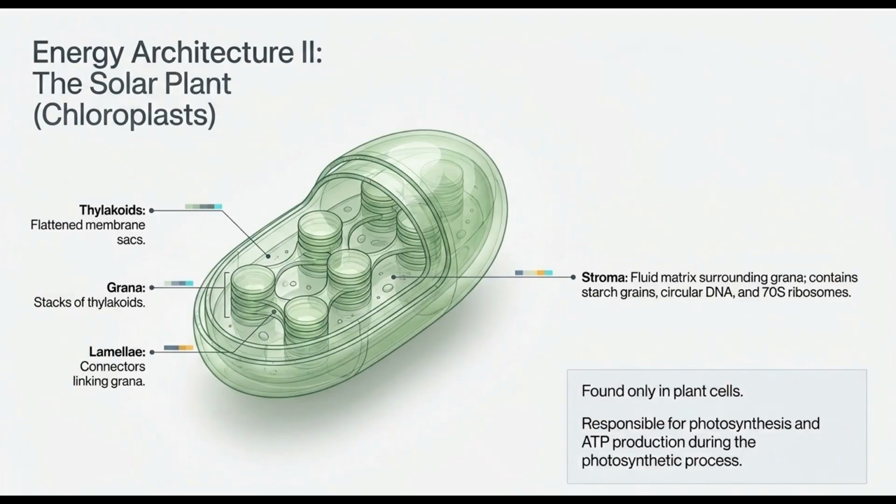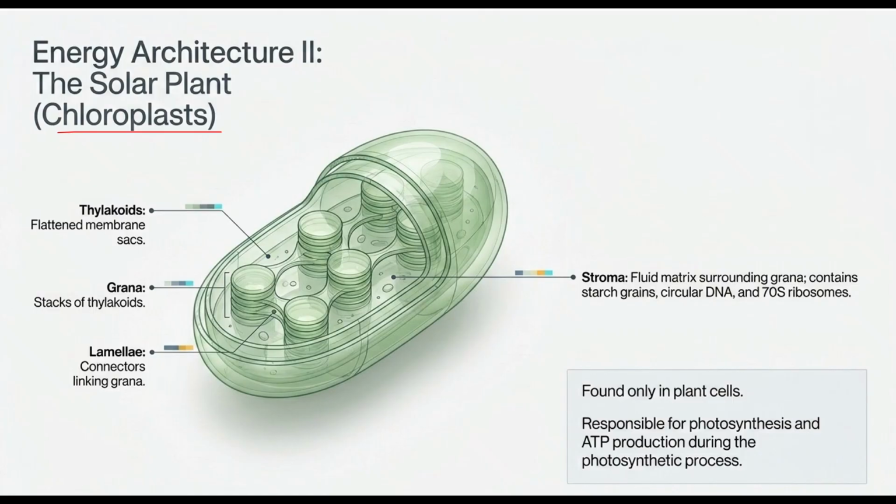Now let's check the chloroplast. Okay, so chloroplasts are specialized organelles found in plant cells. So we saw mitochondria in animal cells. Now we have the chloroplast in plant cells, and they are responsible for photosynthesis. So we have learned this before, right? In photosynthesis, we need chloroplast.